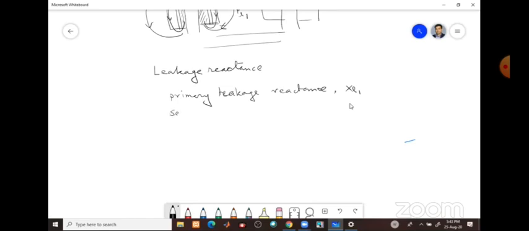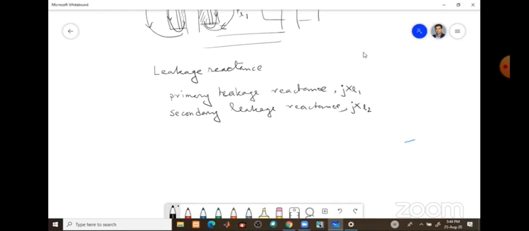Similarly, the secondary leakage reactance we call XL2. As we have seen, this is basically coming from the leakage inductance, and it is a reactance. As it is a reactance, we generally write it with the J term, where J means the imaginary number.